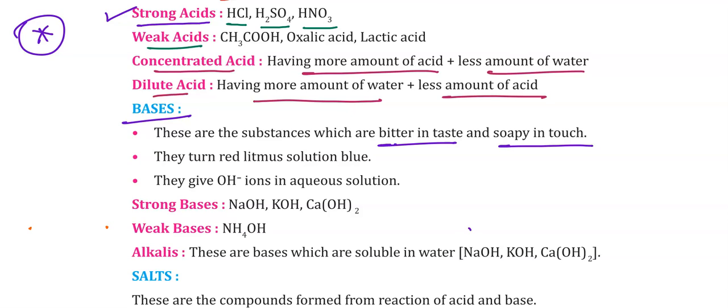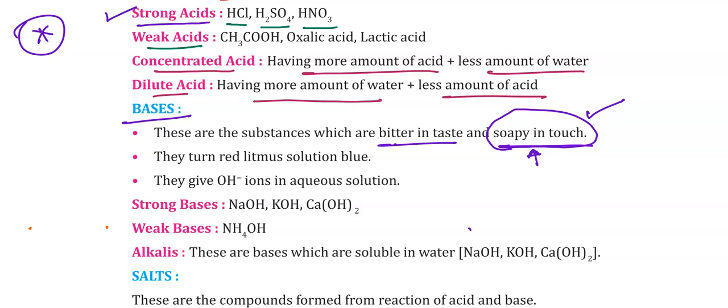My dear students, I would like to tell you that from this point you can expect one question definitely. Okay, the examiner can choose the question from this point. Soapy in touch, you should not forget it. The bases taste are bitter in taste and soapy in touch. अगर से उसका जो टच है, जो उसका फील है, जब भी हम उसको टच करते हैं, अगर से वो सोपी इन टच है, जैसा आप साबुन को पकड़ते हैं, when you touch a soap, you have seen the feeling of that.